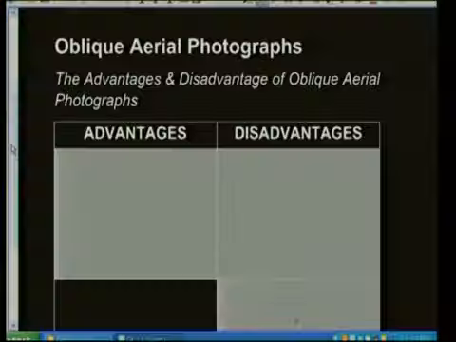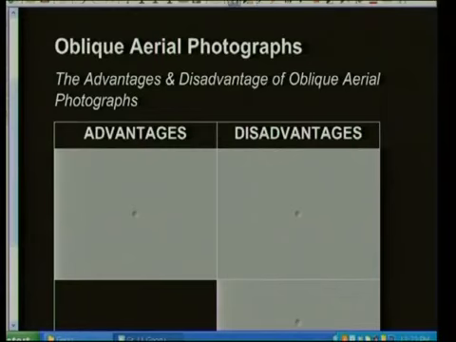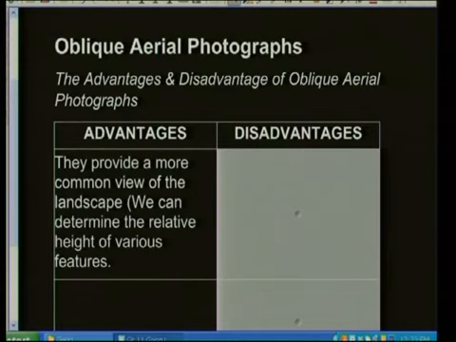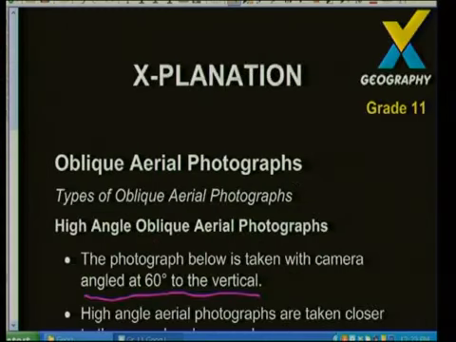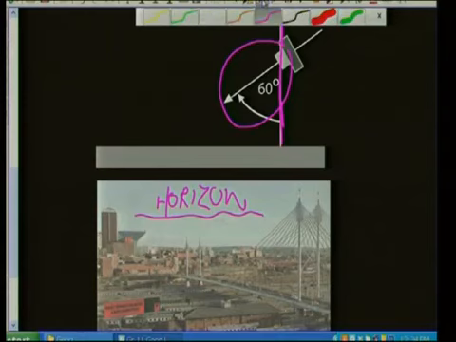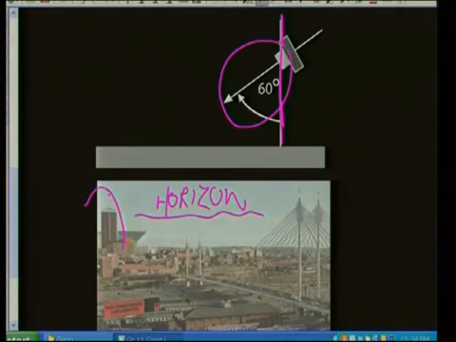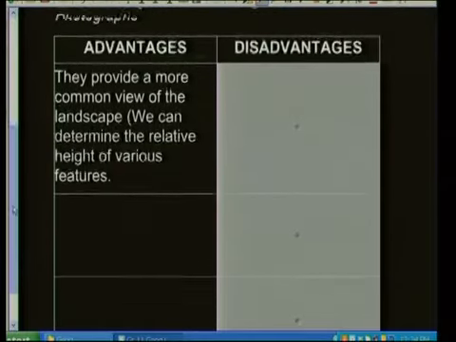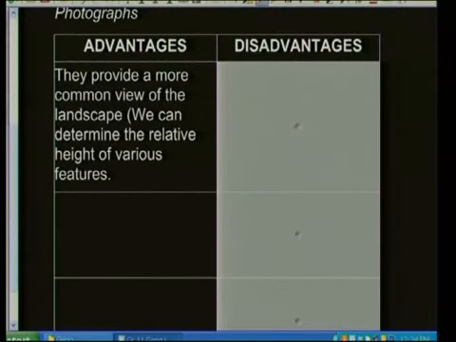I want to then look at the advantages and disadvantages of oblique photographs. They provide a more common view of the landscape, and we can determine the relative height of the buildings as shown down here. Can you see? We can see the height of the buildings. You can see taller buildings, shorter buildings. All right. We can also look at the disadvantages.